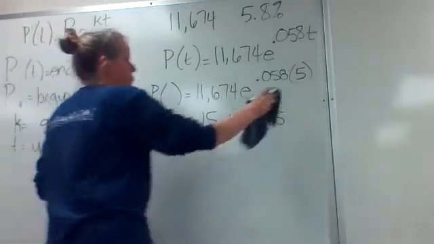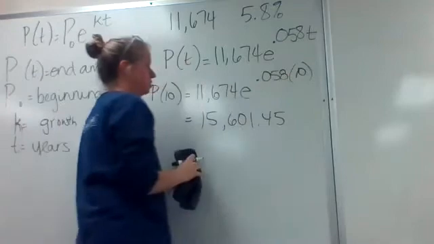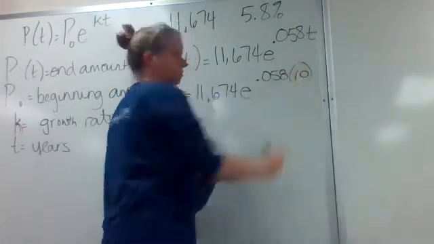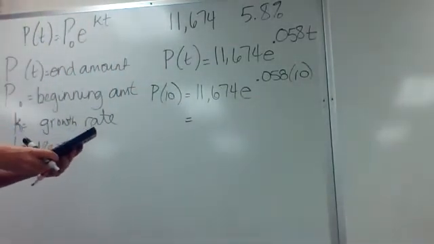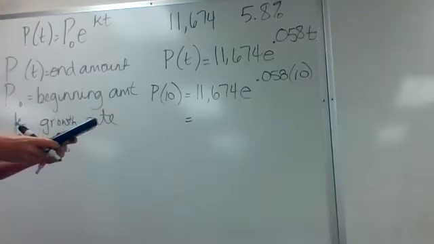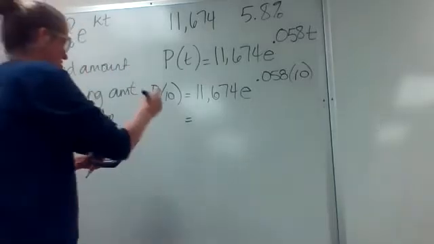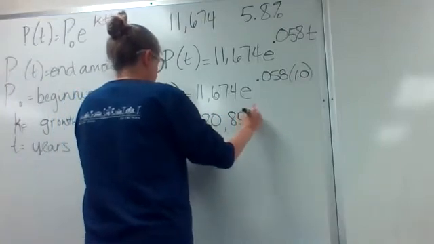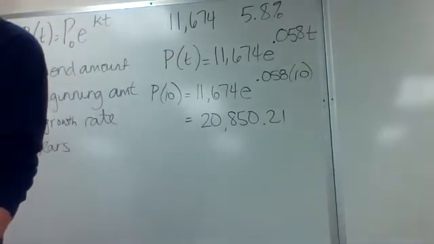And the last one of this part. After 10 years. So 11,674 E to the 0.058 open 10 close. So that's going to give me $20,850.21.